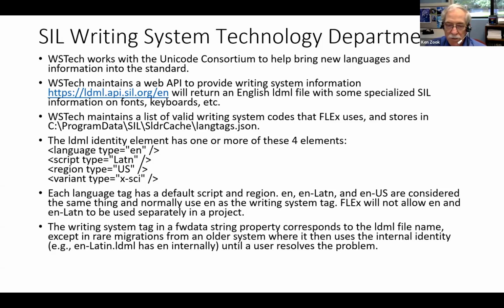The writing system tag in a FWData string property corresponds to the LDML file name, except in rare migrations from older systems where it then uses the internal identity, so that en-latin.ldml actually has en inside, and it'll work okay until you try to modify the writing system, and then you have to resolve the problem before it'll let you move on.